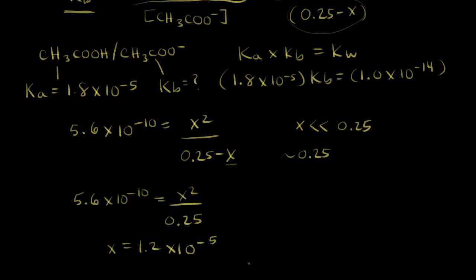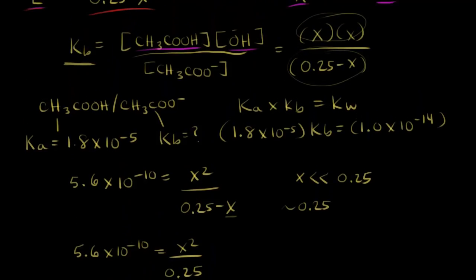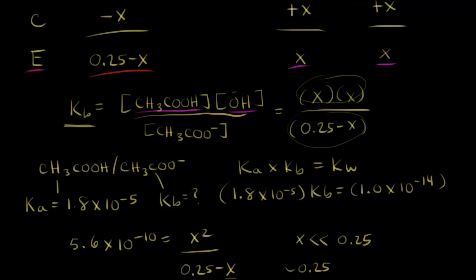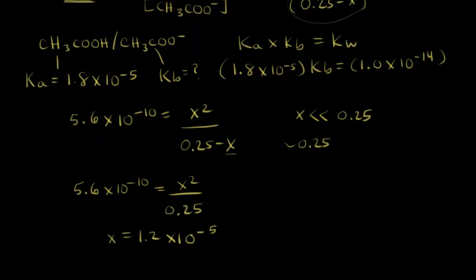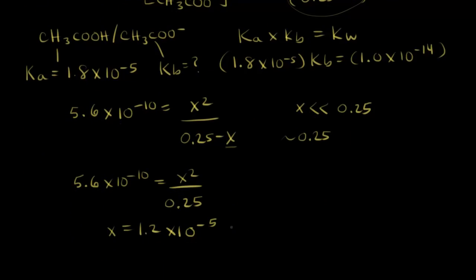All right, what did x represent? We have all these calculations written here, we might have forgotten what x represents. X represents the concentration of hydroxide ions. So x is equal to the concentration of hydroxide ions. So let's go ahead and write that down. X is equal to, so this is molarity, this is the concentration of hydroxide ions.